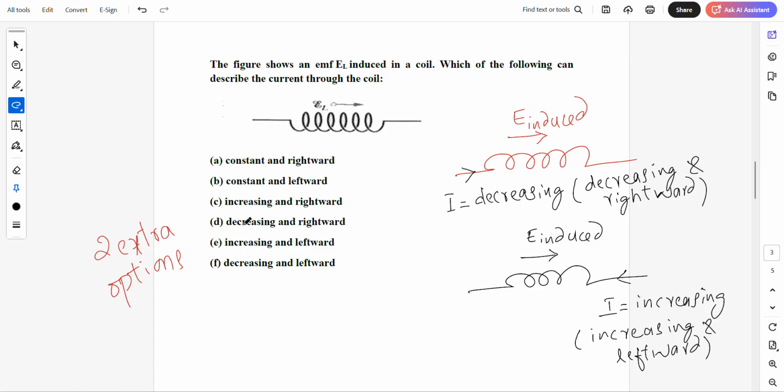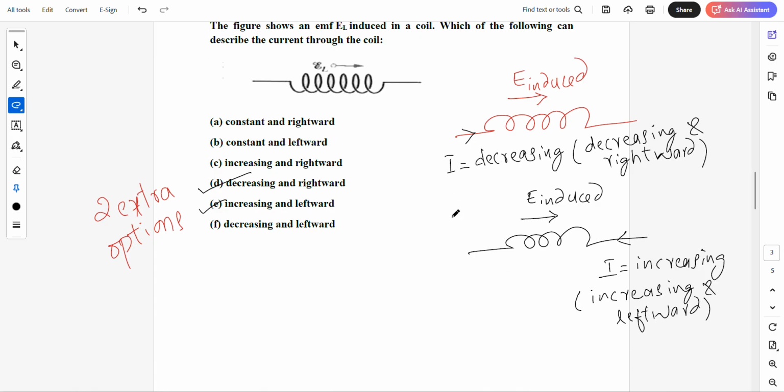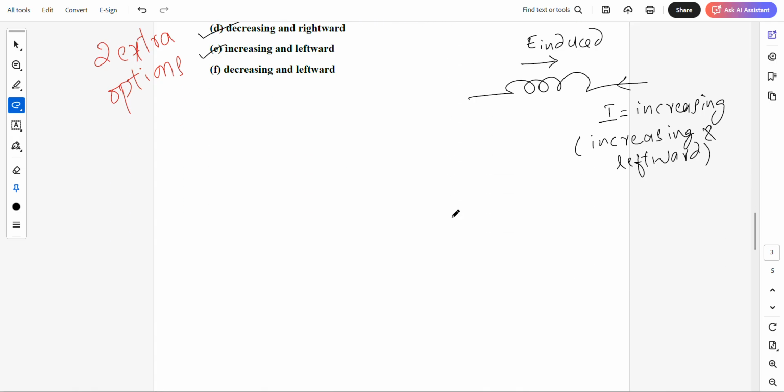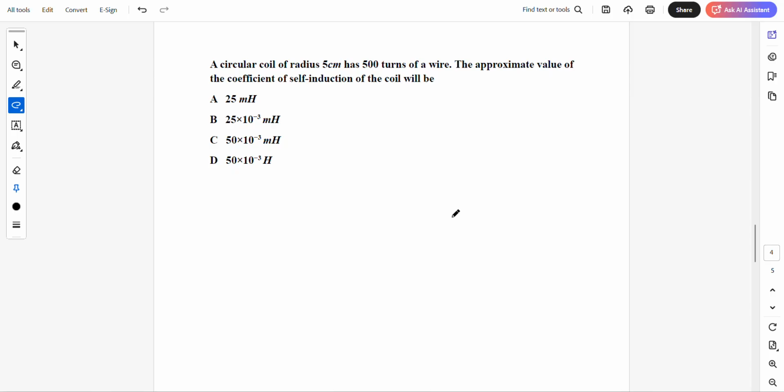How many options? Two options are correct here. Two extra options, but multiple options are there. Decreasing and rightward is possible, and increasing and leftward is also possible, because it is going to the left side. Both the cases are possible. Hope you understood this one. Let us do the next one.